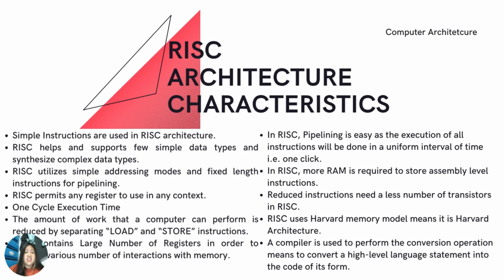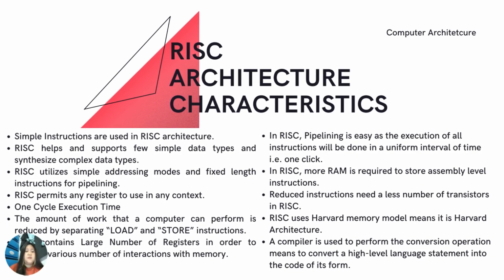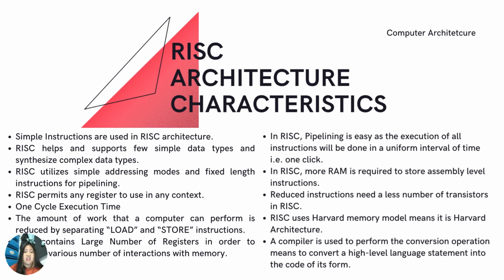Next, the RISC architecture characteristics. First, simple instructions are used in RISC architecture. Second, RISC supports few simple data types and synthesizes complex data types. Third, RISC utilizes simple addressing modes and fixed-length instructions for pipelining. Fourth, RISC permits any register to be used in any context. Fifth, one cycle execution at a time. Sixth, the amount of work that a computer can perform is reduced by separating load and store instructions.